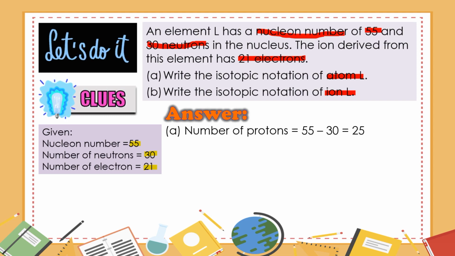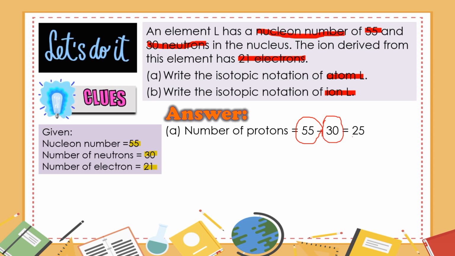How to calculate the proton number? Nucleon number minus number of neutrons. So the number of protons is 25. Here is how you can write the isotopic notation.